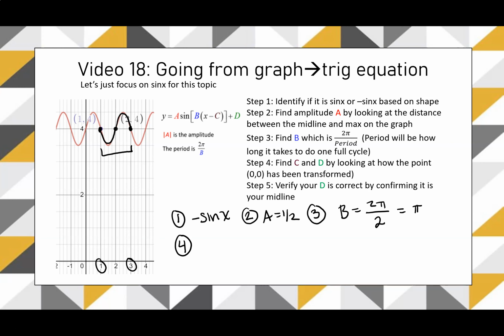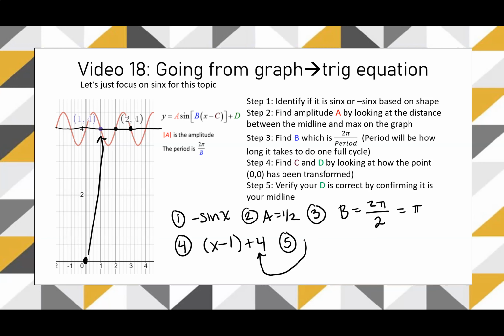All right, now let's figure out how 0, 0 has been transformed to our first point. So here's my 0, 0 right here. And I'm trying to figure out how I got to this point. Well, that was a right 1, up 4. So I'm going to have x -1, because always the opposite, then up 4. All right. And step 5, we should make sure that our midline is correct. Is our midline at 4?